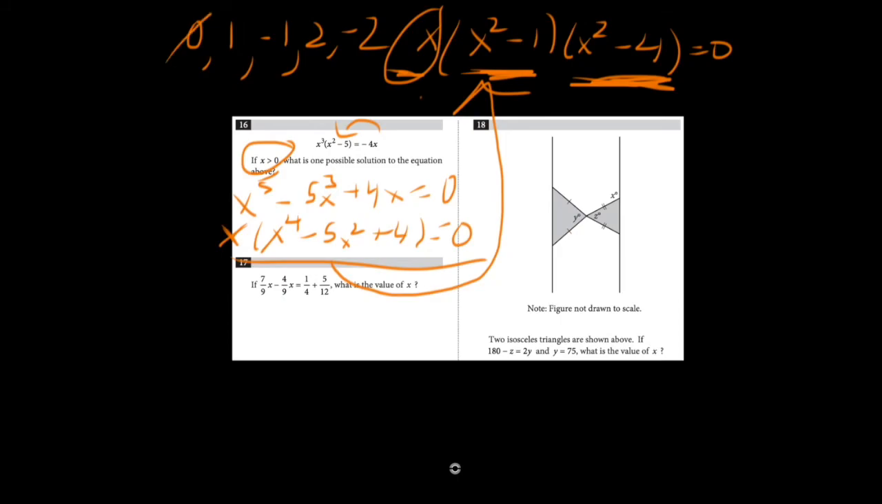0 is not greater than 0. 1 is. -1 is not greater than 0. 2 works, -2 doesn't work. So you can give either 1 or 2 as your answer.